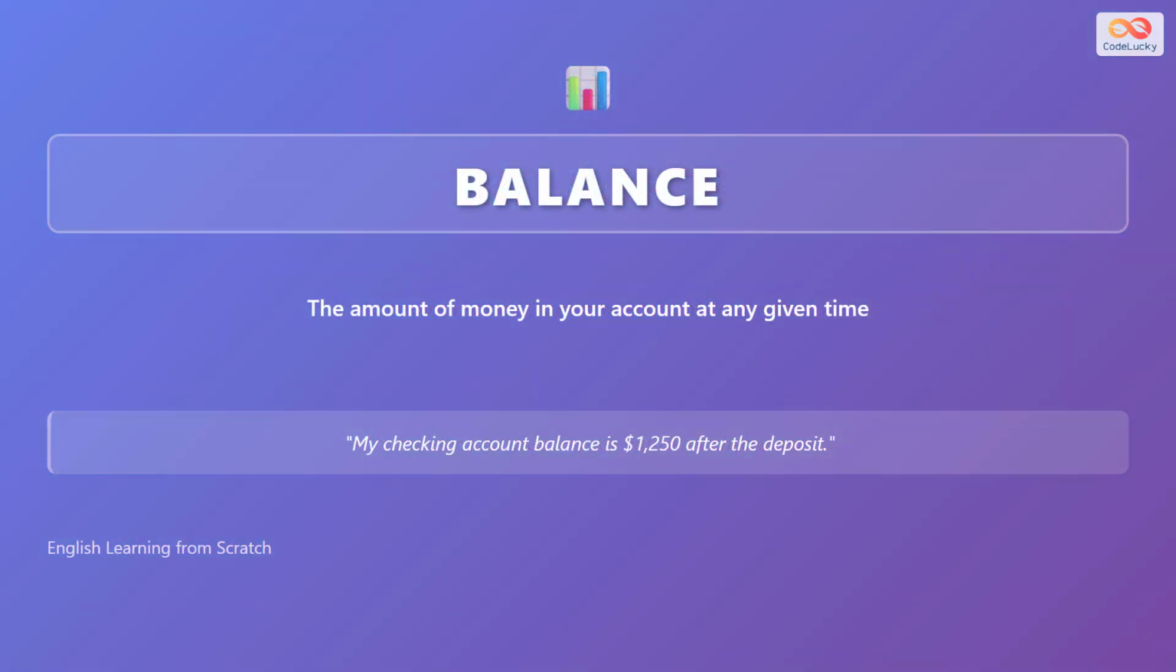Balance is the amount of money in your account at any given time. It shows exactly how much money you have available. When my checking account balance is $1,250 after the deposit, it means that is the total money currently in my account.